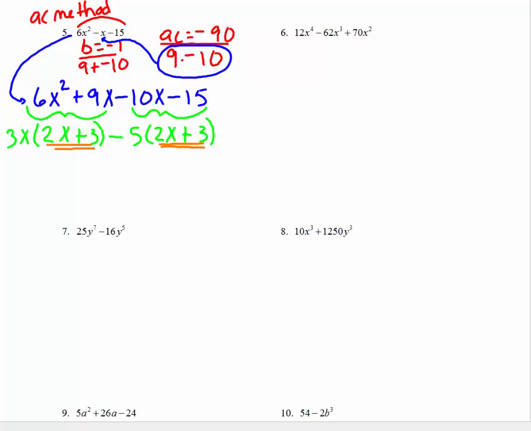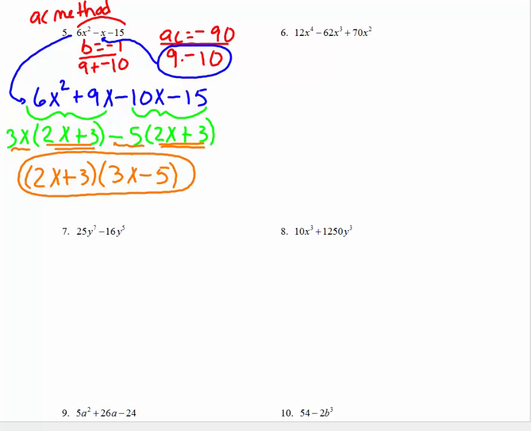I'll pull out the GCF of a 2x plus 3, and in parentheses I'll write what's left, which is the 3x minus 5. Again, order does not matter. You could have the 3x minus 5 first and the 2x plus 3 second. If you want to multiply that all back out, you can check your answers. You should get back 6x squared minus x minus 15. So I would definitely think about checking your answers.